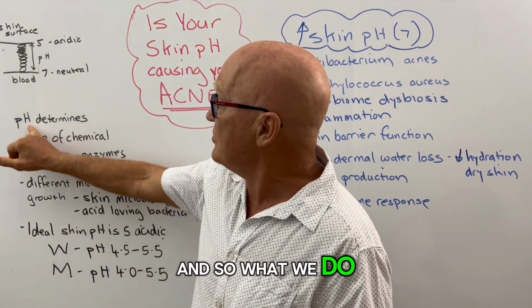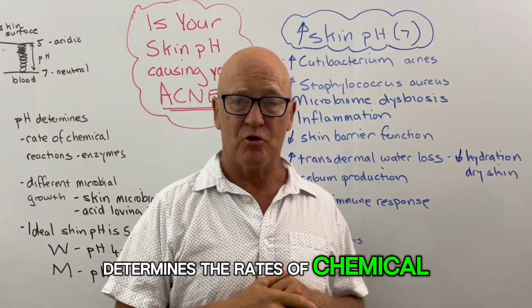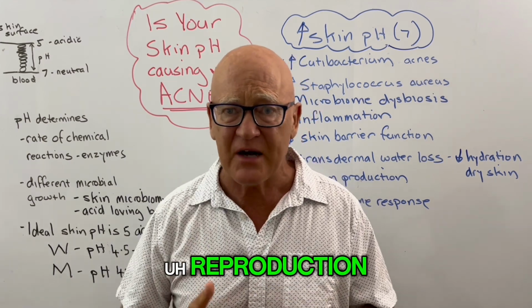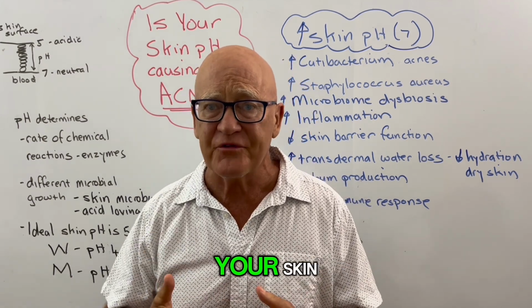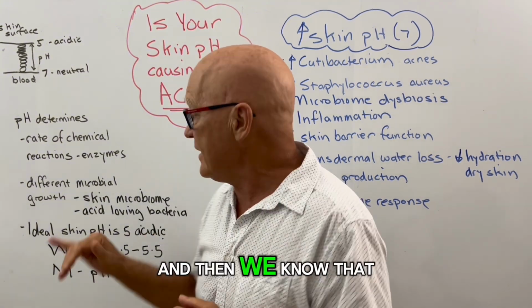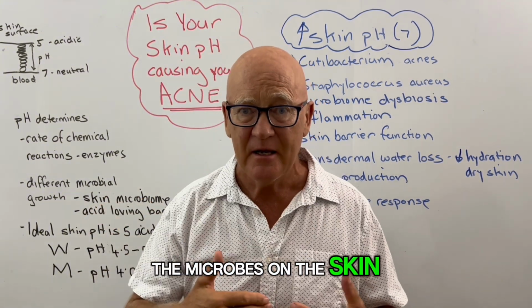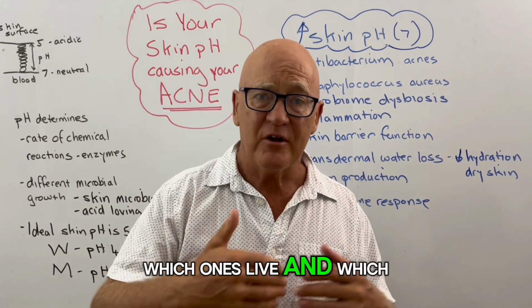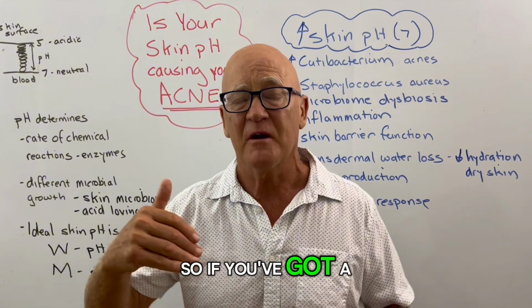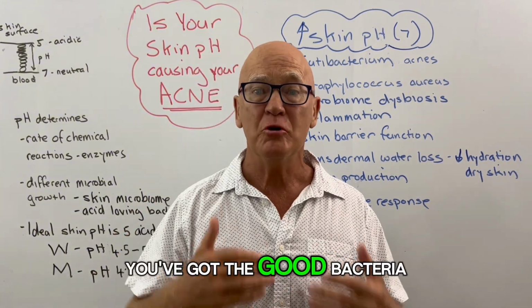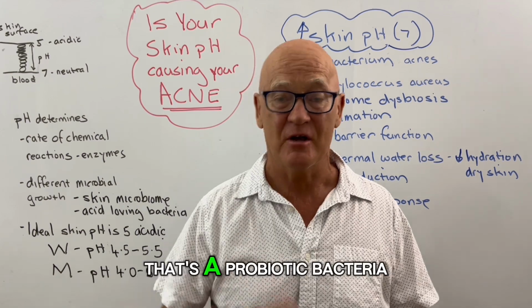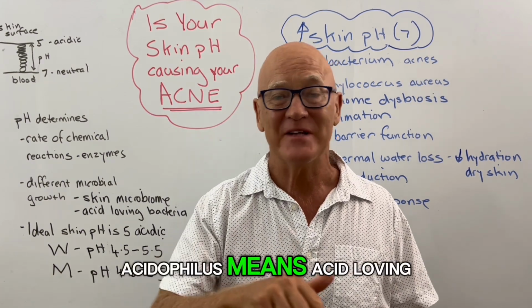And so what we do know is the pH determines the rates of chemical reactions in your skin. So all your skin's reproduction, the production of chemicals in your skin, all determined by the pH. And then we know that the microbes on the skin, which ones live and which ones struggle to survive, is determined by the pH of the skin. So if you've got a pH of 5, you've got the good bacteria. In your gut, you've probably heard of one called acidophilus. That's a probiotic bacteria. Acidophilus means acid-loving.